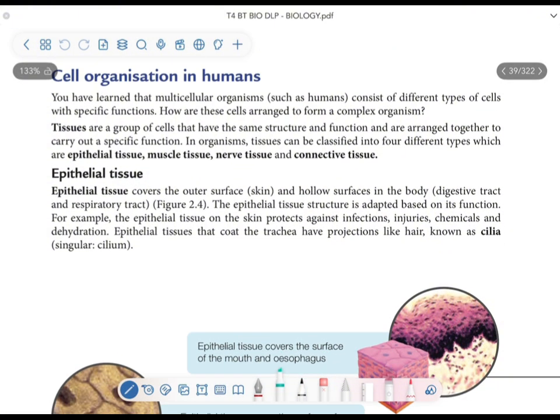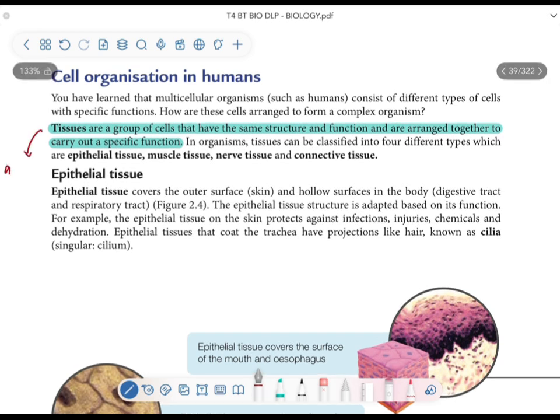The first definition that you need to know is that tissues are a group of cells that have the same structure and function and are arranged together to carry out a specific function. You will notice that everything we discuss surrounds the term specific function. Basically, a tissue is a group of cells which gather and arrange together to carry out a specific function.